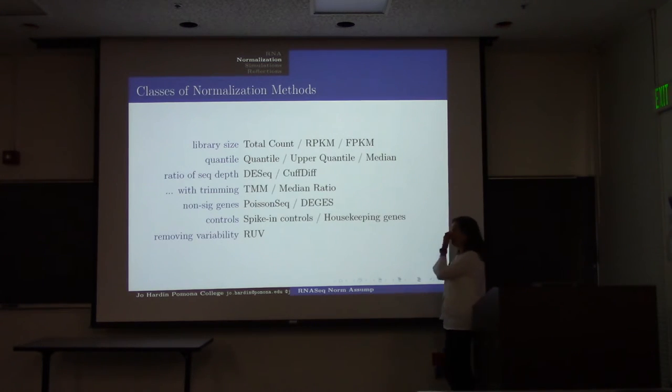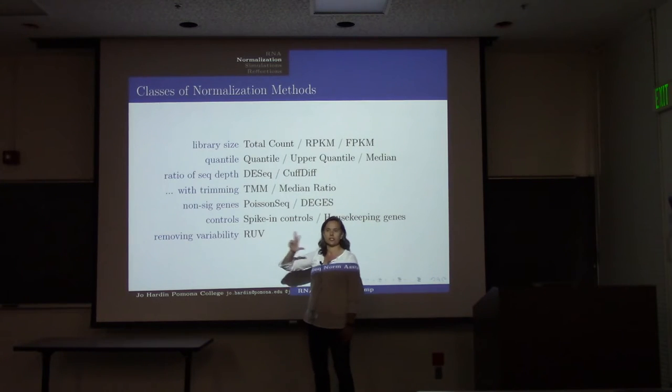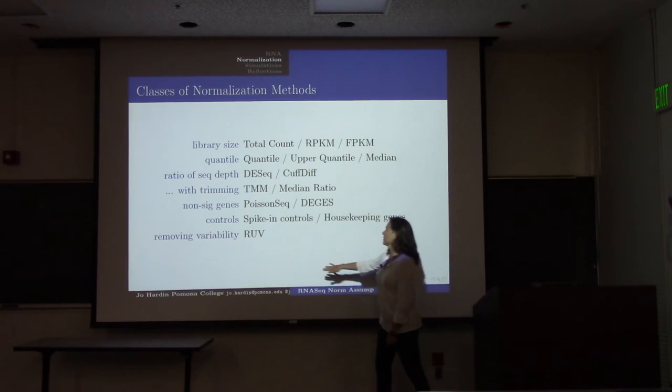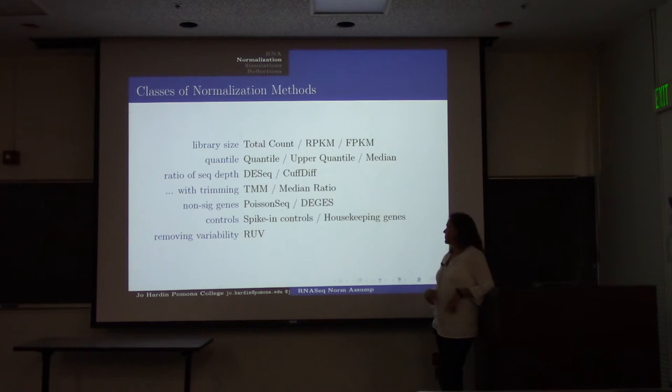Okay, so this is just again a summary of the way I think about these different normalization techniques. We have library size. We have where we're dividing by sort of a quantile, and then these next four: DEGES, CuffDiff, TMM, median ratio. Probably a lot of you are familiar with those. That's just this ratio of sequencing depth, trying to get that to be similar across all of them. Poisson-Seq is similar to DEGES, where you're finding non-differentially expressed genes. And then we have these ideas of these spiking controls. RUV has three different types of normalization with it, and one of them works really nicely with the spiking controls to think about the variability of the spiking controls.